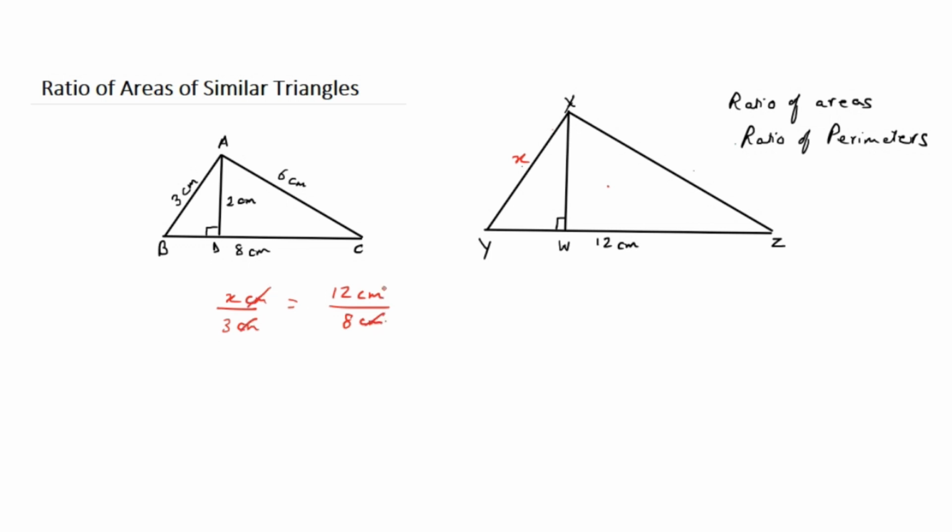So the centimeters can get cancelled out. 12 and 8 can both be divided by 4. So let's do that. 12 divided by 4 is 3 and 8 divided by 4 is 2. We multiply both sides of the equation by 3. The 3 and 3 get cancelled, and if we multiply here, we get 9 over 2, which can also be written as 4.5 centimeters.